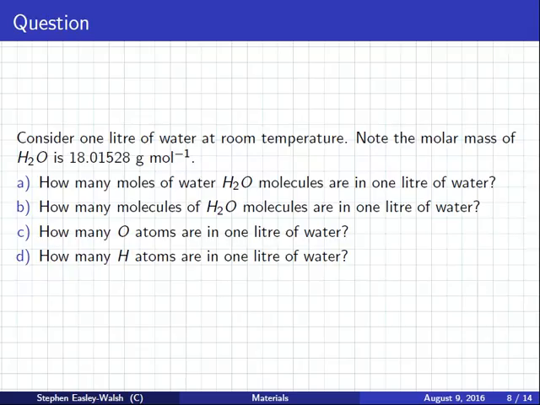You could have this in chemistry, right? I give you 1 liter of water. You use liters in chemistry, don't you? Yeah. And I give you the molar mass of H2O. There it is there. And here are some questions about how many moles there are, how many molecules, how many oxygen atoms, how many hydrogen atoms. Okay? I think you should be having no trouble with this.